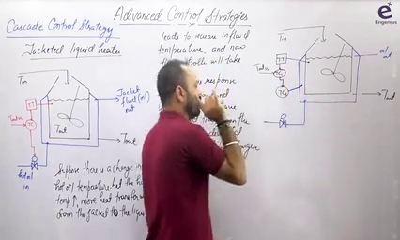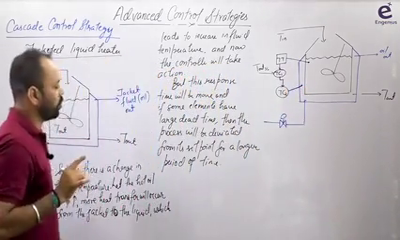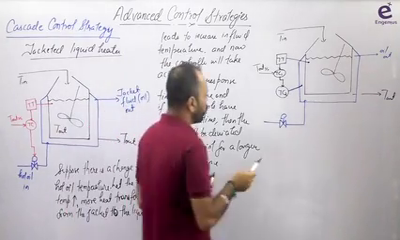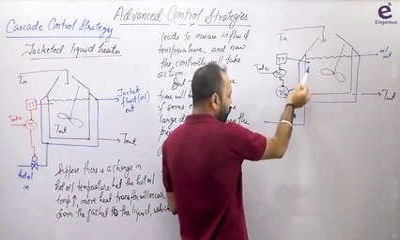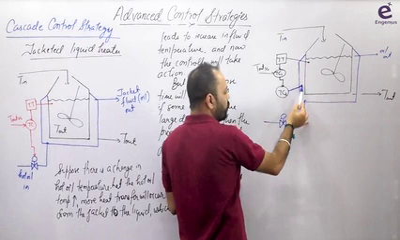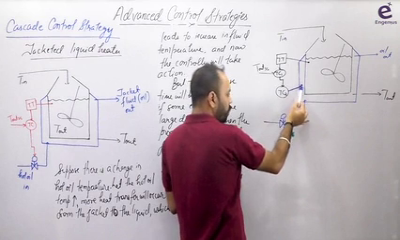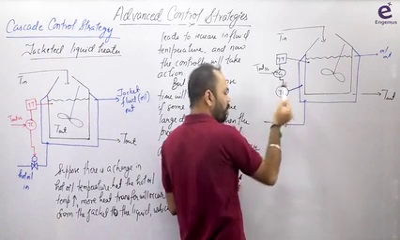So as I was saying, in case of cascade control, there are multiple measurements. Now you can see here, I'm also taking the measurement of this liquid reactor, and I'm also taking the measurement of this TC2, this jacket. So there are multiple measurements.